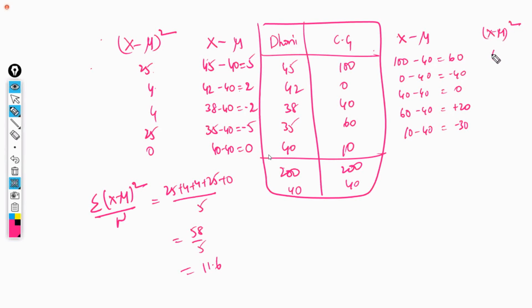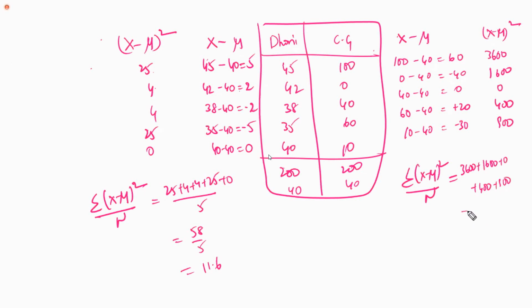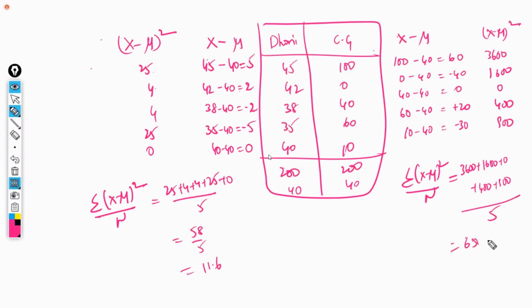Similarly, we calculate for Chris Gayle also, (x minus mu) whole square. That is 60 square, 3600. Next, minus 40 whole square, 1600. Next 0. Next 400, 900. The average, the sum of (x minus mu) whole square divided by n, is 3600 plus 1600 plus 0 plus 400 plus 900, which is 5200, 5600, 6500. 6500 divided by 5 is 1300.